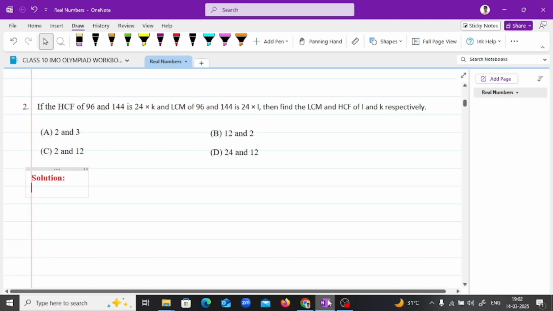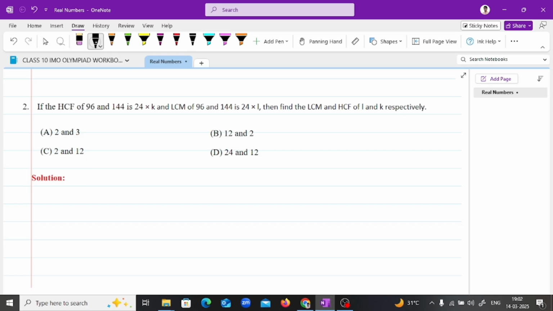Question number 2 is based on finding the HCF and LCM. Question number 2. If the HCF of 96 and 144 is 24 into K and the LCM of 96 and 144 is 24 into L, then find the LCM and HCF of L and K respectively. Option A, 2 and 3, option B, 12 and 2, option C, 2 and 12, and option D, 24 and 12. First, we will find the HCF and LCM of 96 and 144 using prime factorization.